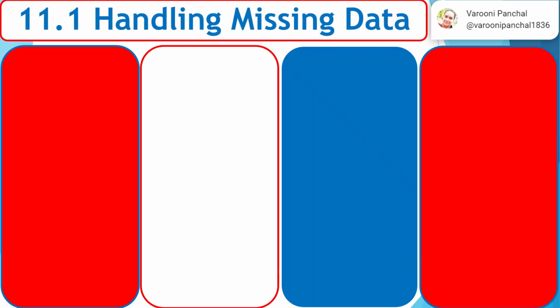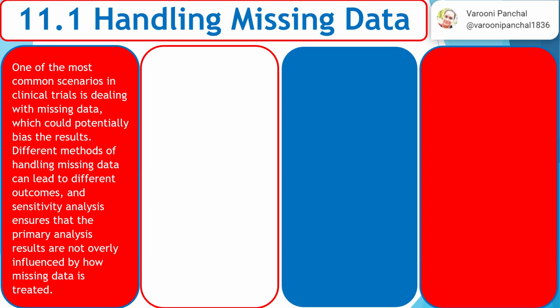Number 11.1, handling missing data. One of the most common scenarios in clinical trials is dealing with missing data, which could potentially bias the results. Different methods of handling missing data can lead to different outcomes, and sensitivity analysis ensures that the primary analysis results are not overly influenced by how missing data is treated.